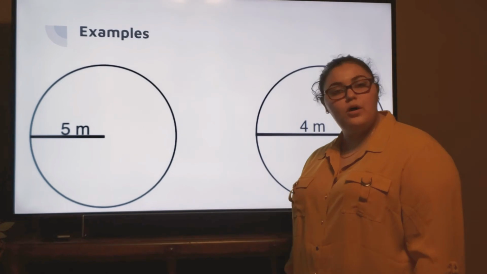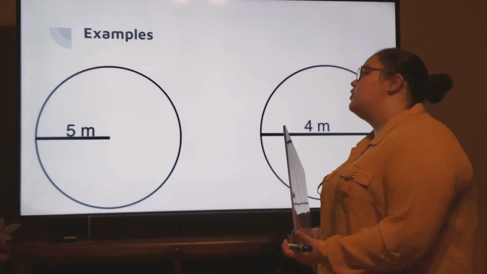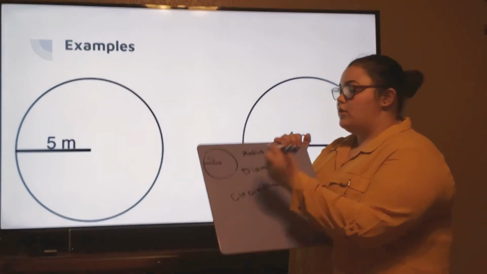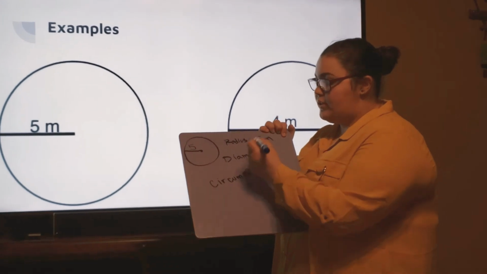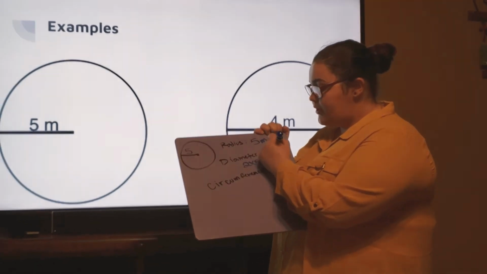So now that we know all the basics that we need to know, we're going to do some examples and put all this knowledge together. For our first circle, we have a radius of 5 meters. So if the radius is 5 meters, the diameter is 2 times 5, so that would be 10 meters.